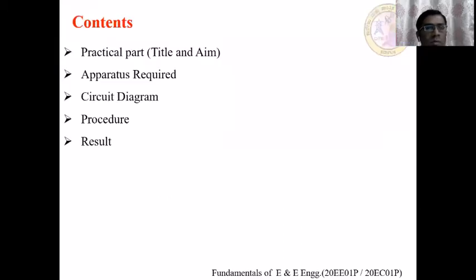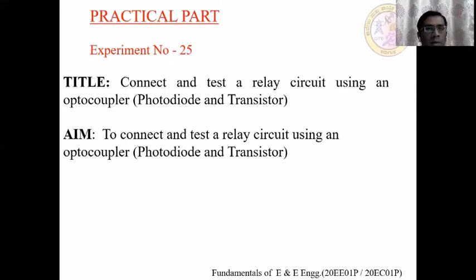In this session, the contents to be covered are the practical part, the title and the aim of the experiment, apparatus required, circuit diagram, procedure, and the result. The title of experiment 25 is to connect and test a relay circuit using an optocoupler. The aim is to connect and test a relay circuit using an optocoupler, that is, a photodiode and a phototransistor.